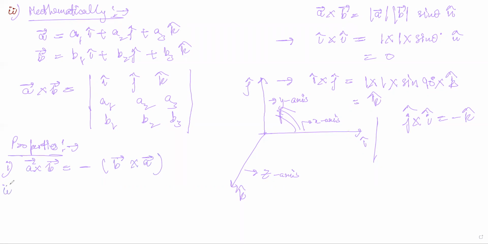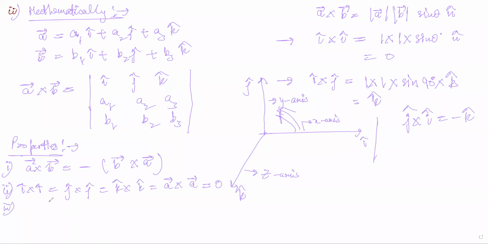Second is I cross I, J cross J, K cross K, or in general, any vector cross the same vector is equal to 0, because the angle made between the same vector is 0 and sine 0 is 0.